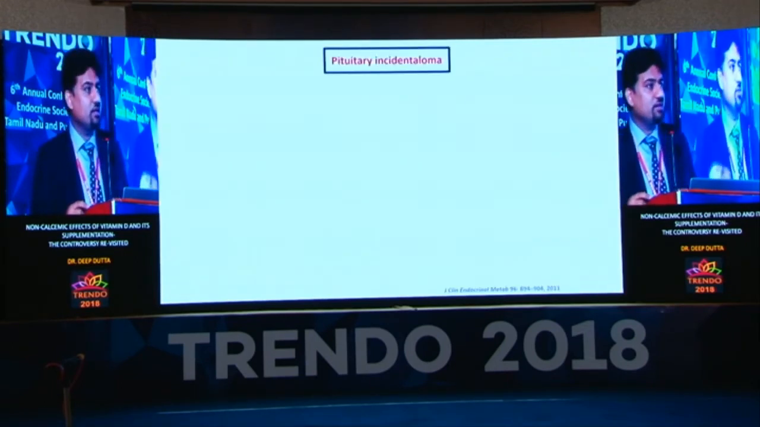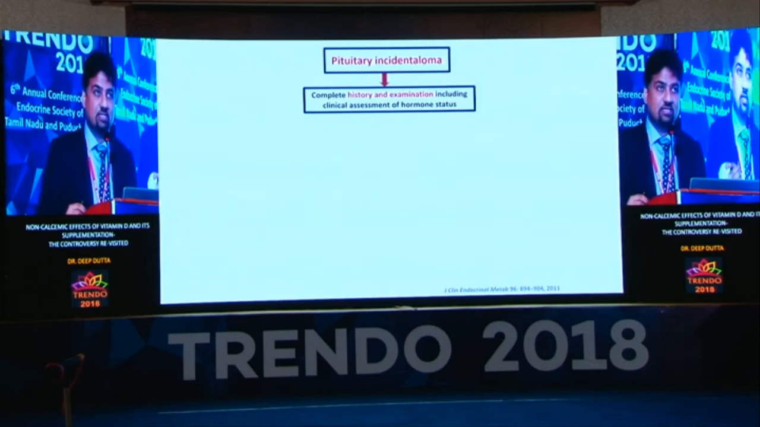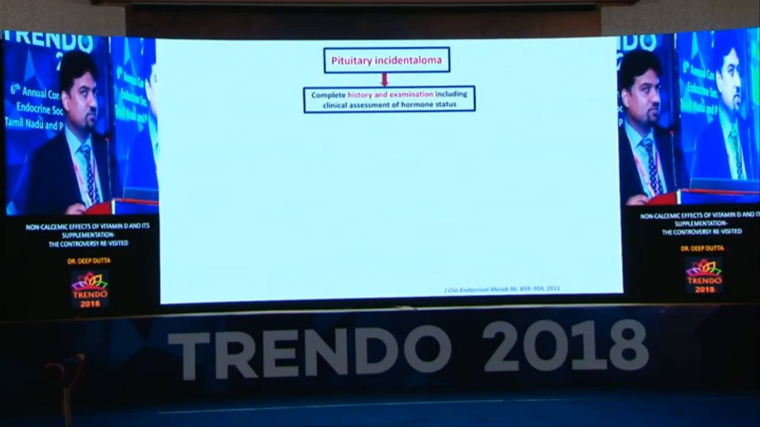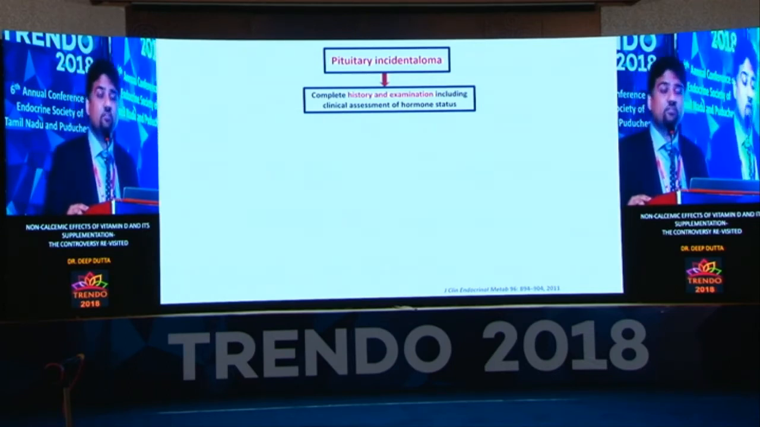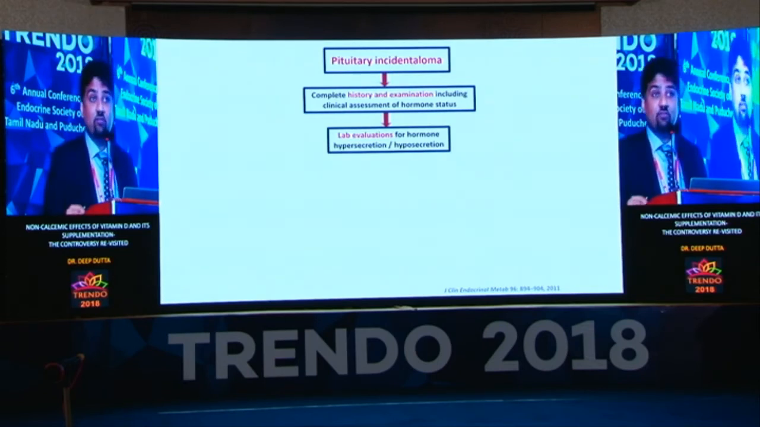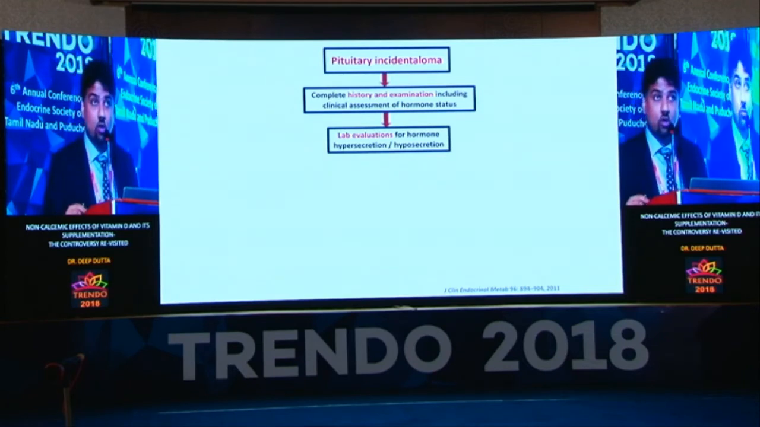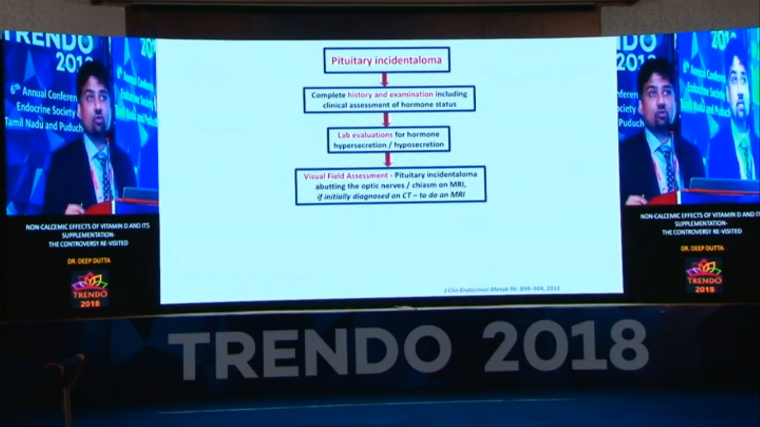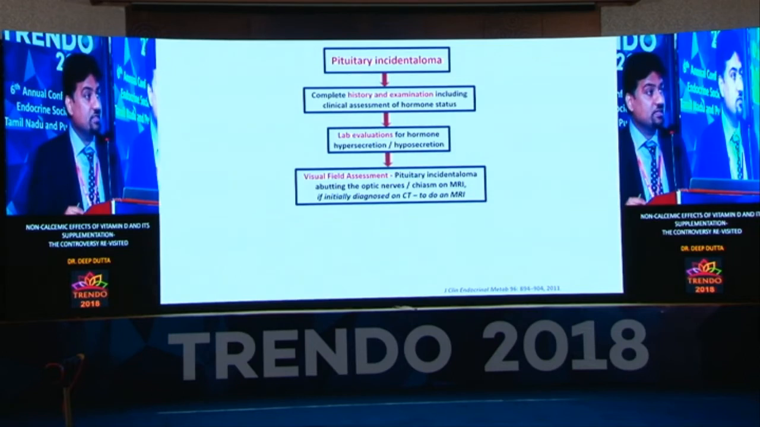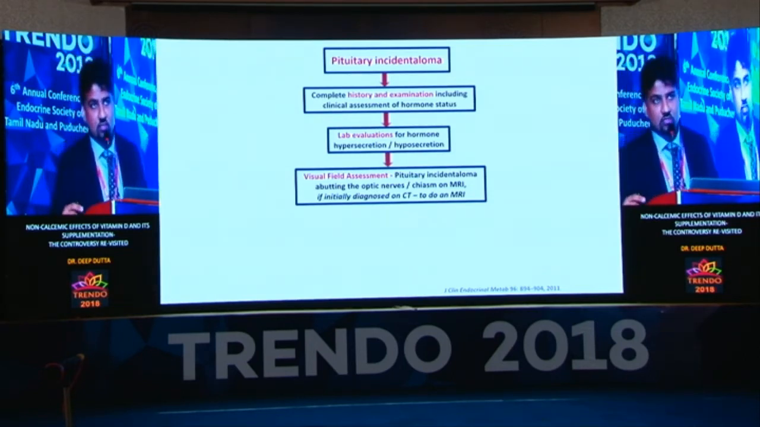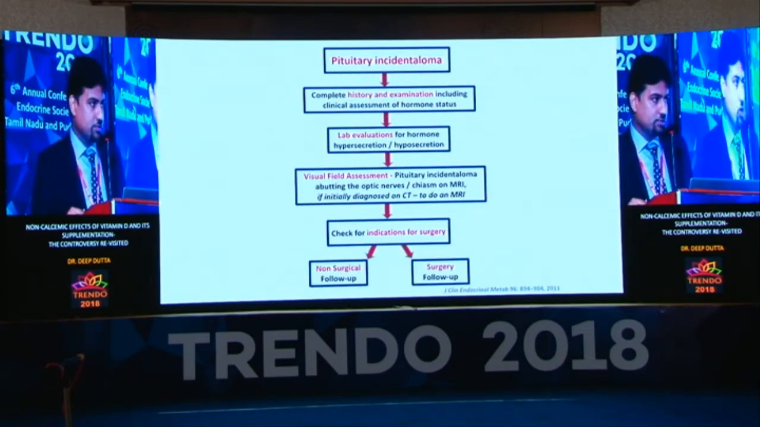So far, to summarize, whenever you have a pituitary incidentaloma in your practice, it is essential that you do a detailed clinical history and examination for all these patients. This is from the guidelines of the Endocrine Society in the US, published in 2011. After a detailed clinical history and examination, lab evaluation for hypo- and hypersecretion is warranted for all patients, whether it's a macroadenoma or a microadenoma. If the patient has, on imaging, a lesion which is close to the optic chiasm or the optic nerve, then definitely an ophthalmology consultation is also warranted. And it's only after that that you decide whether this patient will meet an indication for surgery or not.